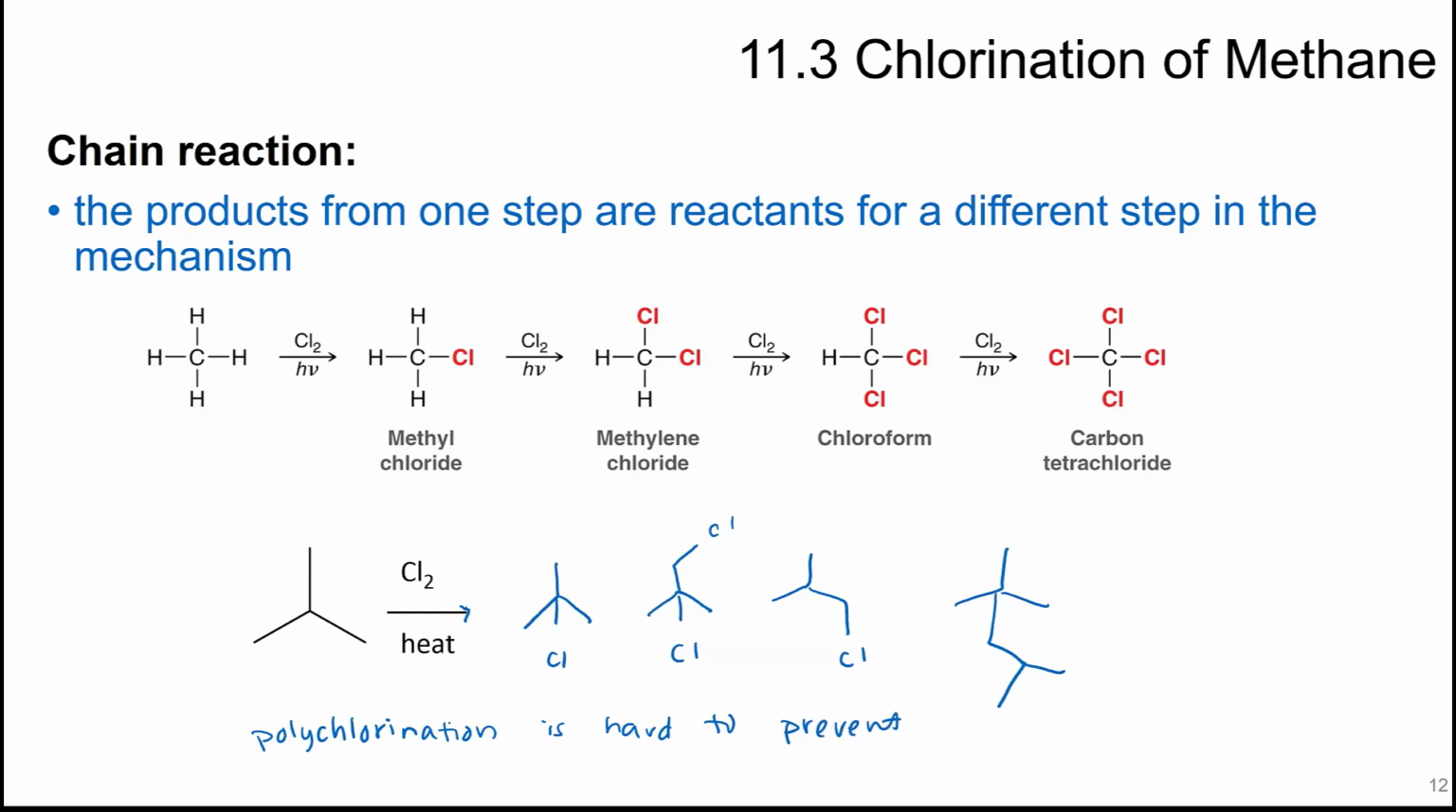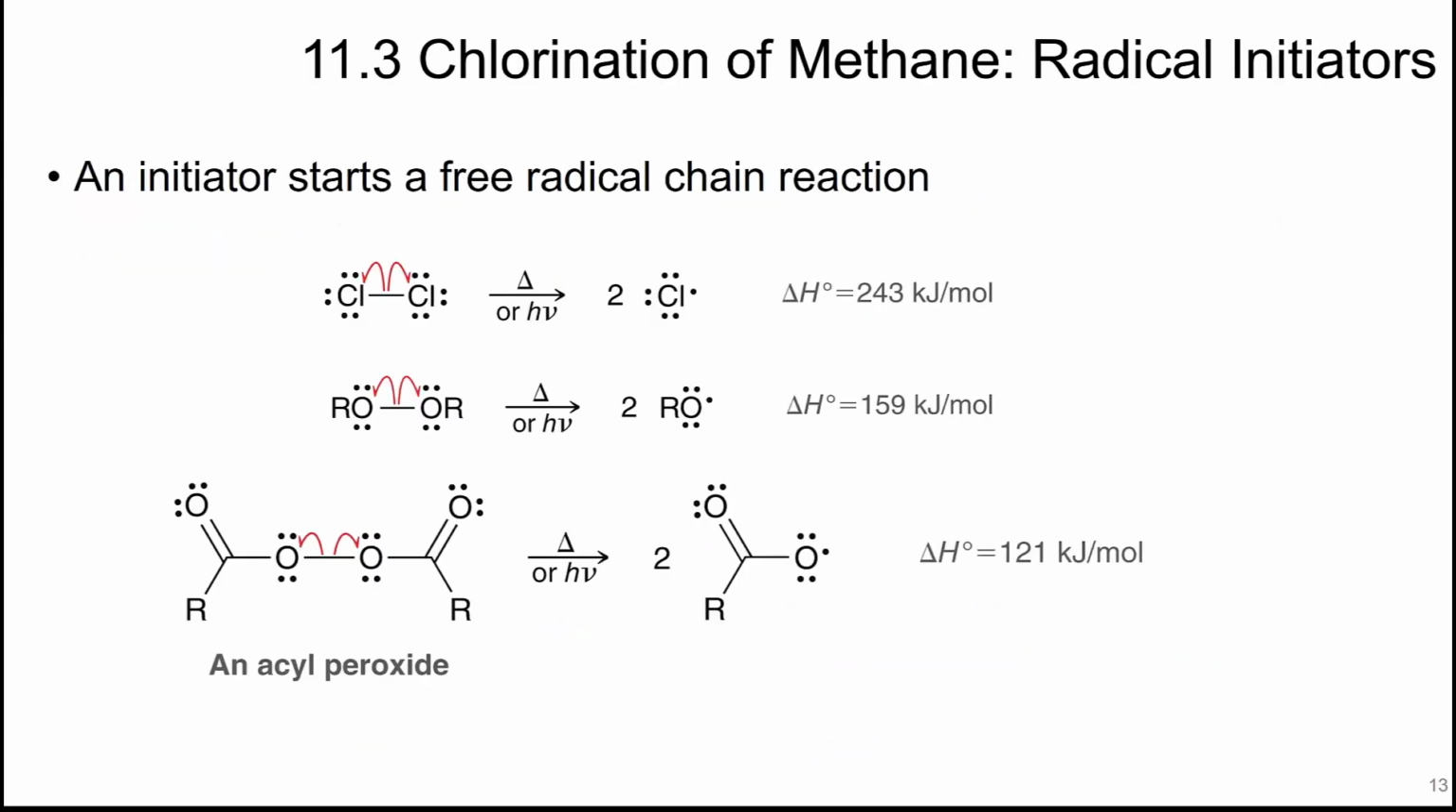The side products are difficult to prevent, especially when there is an excess of chlorine present. In order to do a radical reaction, we need to have an initiator. An initiator is something that starts the free radical chain reaction going. We've seen light and heat used that has a delta H of 243 kilojoules per mole. That's a fairly high energy reaction to use chlorine.